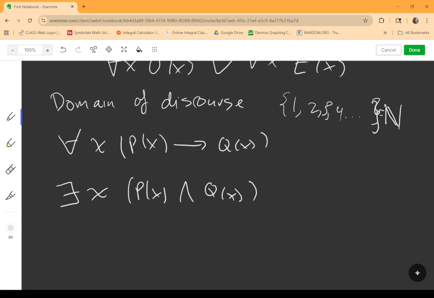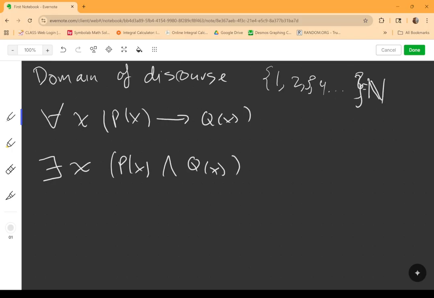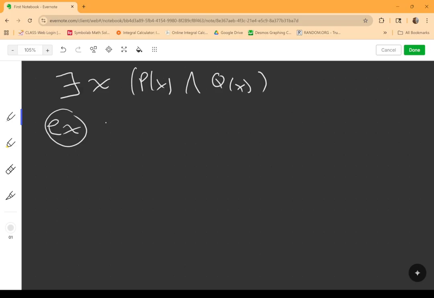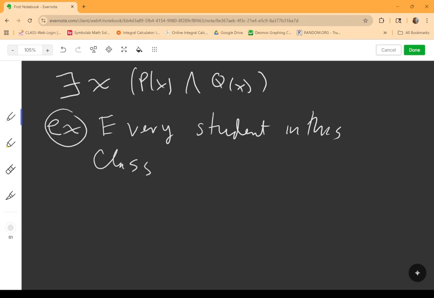Usually these are the types of statements that we'll be translating from informal language into logic. Let's take a look at an example. Let's say that the statement is every student in this class has studied calculus.